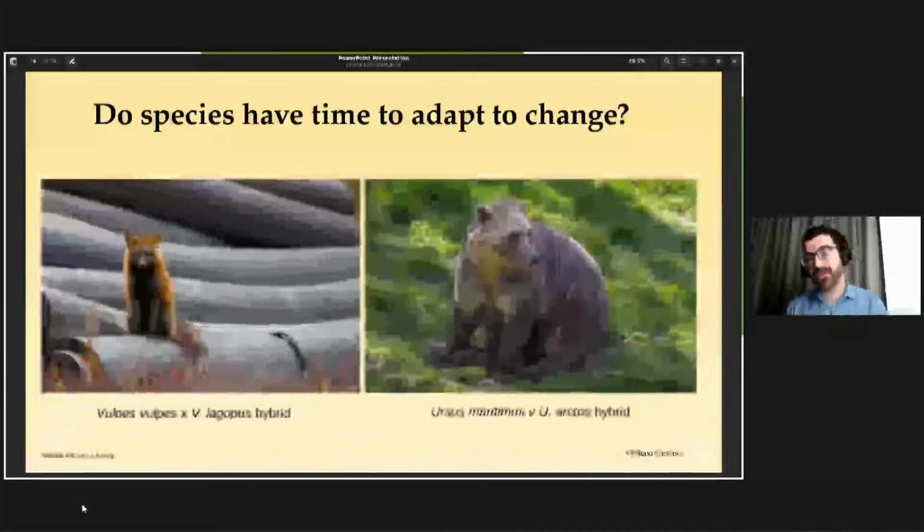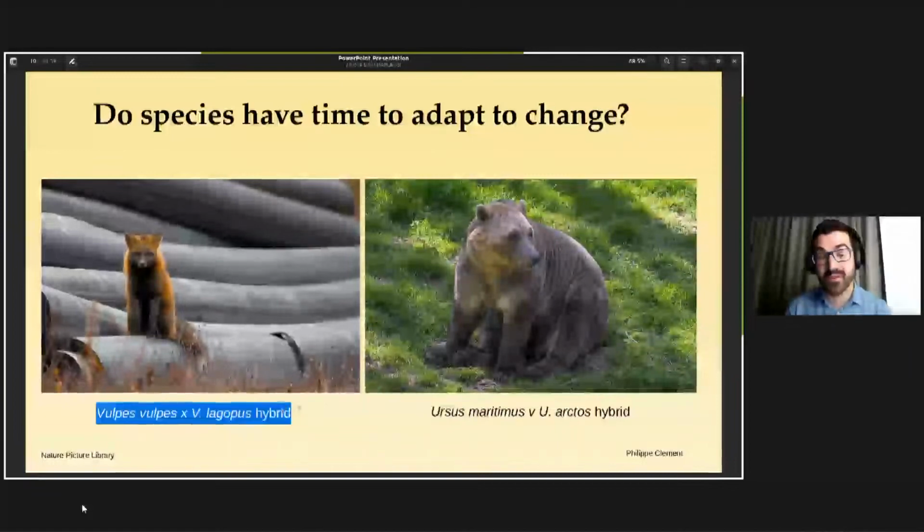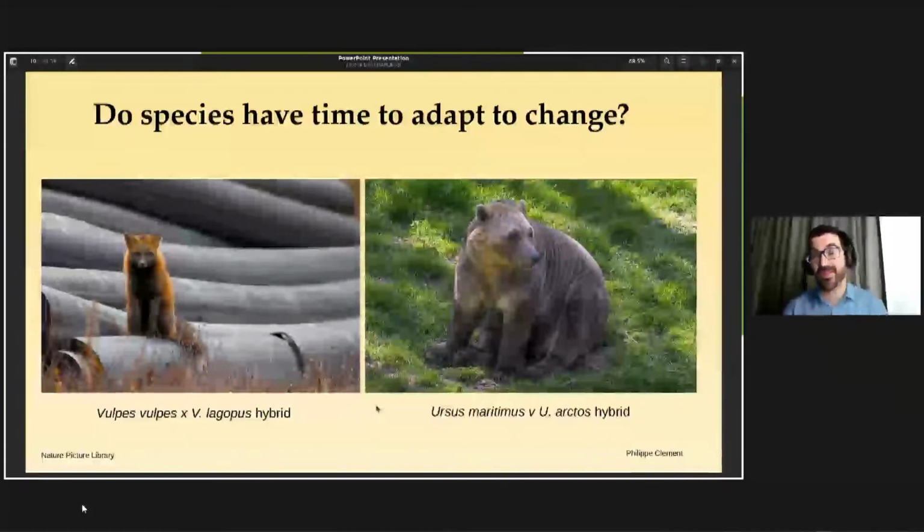But this is not always the case, and for species that, for example, have longer generation times, we have events like this one, in which Arctic foxes are mixing with red foxes, or polar bears with grizzly bears, so what is now called a grolar bear. And we have to mention that hybridization is also a way for certain species that are highly adapted to colder conditions to escape extinction.